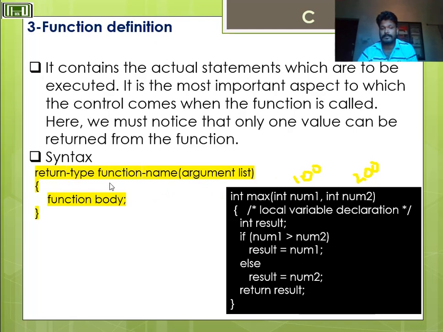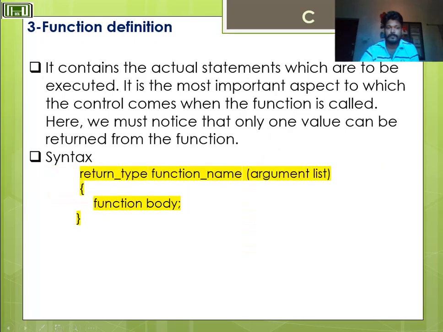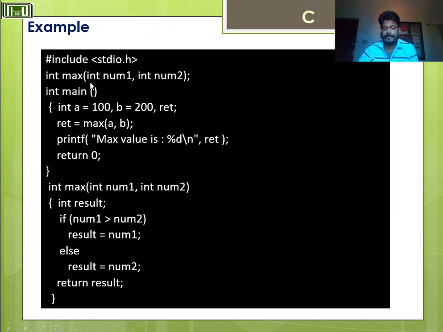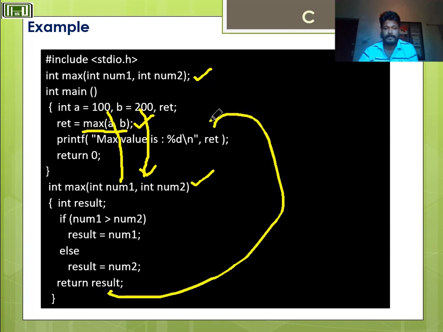Here is the syntax: return type followed by function name, then argument list, and after that you need to write the function body. Now here is the example. In this example we have function declaration: int max(int num1, int num2), then function calling is the maximum of a, b, that is 100, 200, then function definition is there, then these values 100 and 200 came here, then the result is passed, that is result is passed here, then you will get the maximum value returned here.